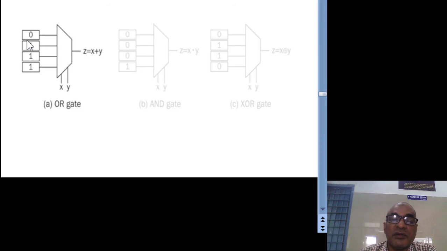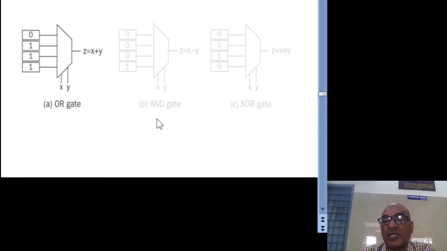After that I said that the select lines are the actual function inputs, actual function variables. Function variables are x, y. So x is one select line and y is the other select line. If x is 0, y is 0. As in here also, you had better plot the truth table. After that you can see the implementation using this 4 by 1 multiplexer.